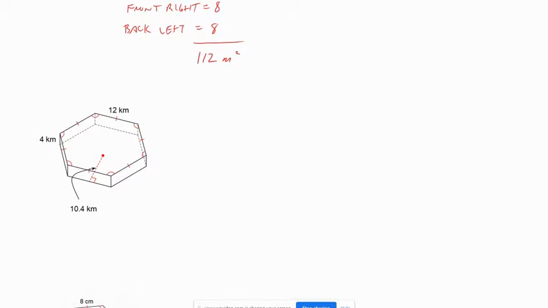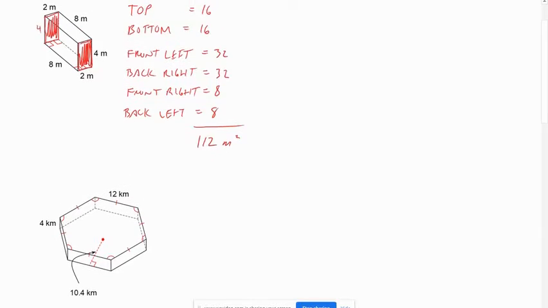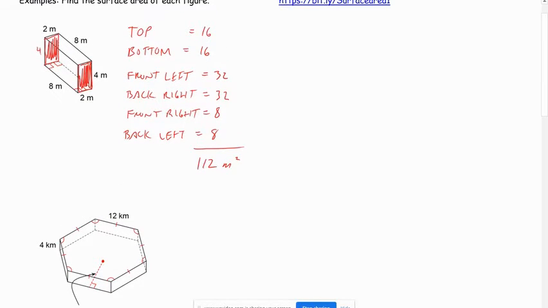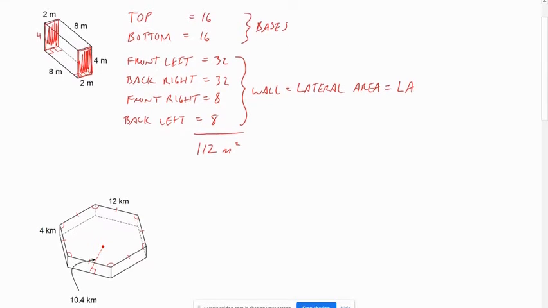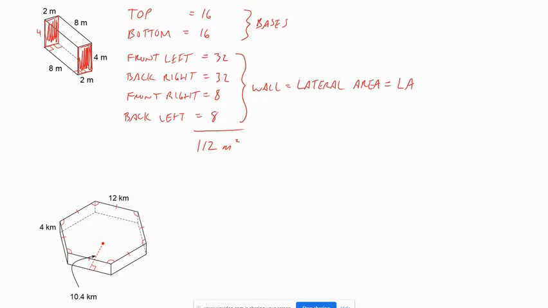Okay, this next figure has hexagon bases. Actually, let me back up for a moment. I just wanted to mention these are the bases on this previous example. These 4 walls added together, we refer to as lateral area. Lateral meaning the vertical walls that wrap around. So lateral area, we sometimes abbreviate as LA. I'll try to mention that on each of the examples so we can identify the bases and the walls, and the sum of all the walls together is called the lateral area.